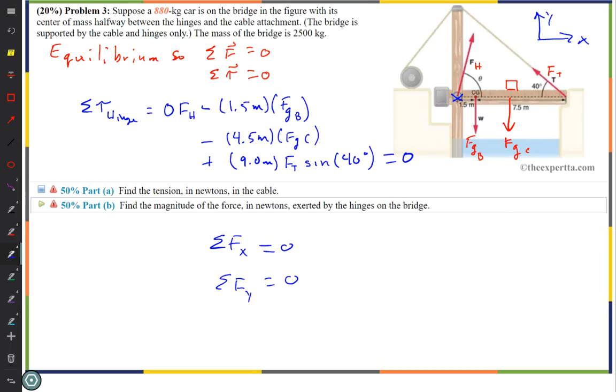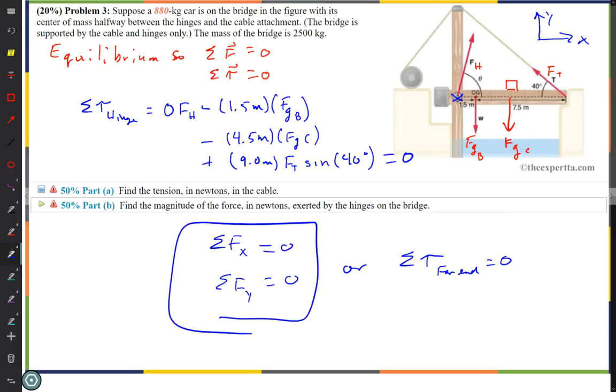Or sum the torques about any place that's not the hinge. So for instance, you could sum the torques about the far end. But you don't know the angle either, and so that's going to be hard. So it's easier to do it this way because you don't know the angle.